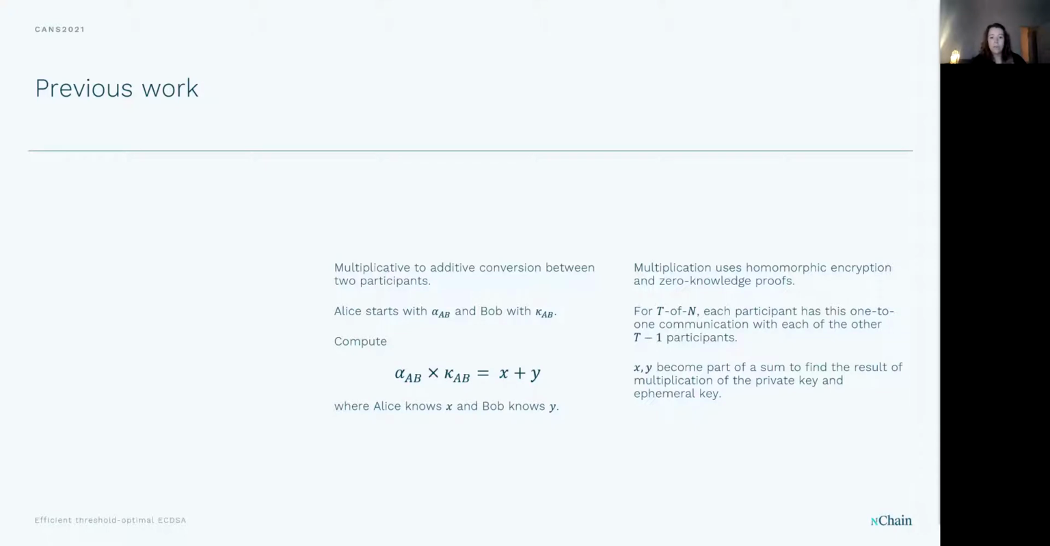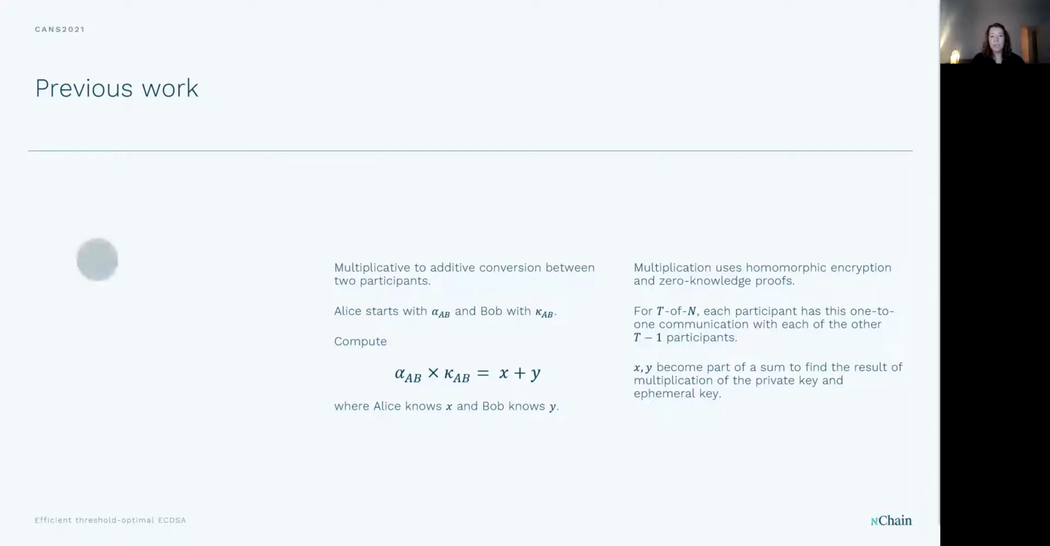Just to describe this multiplicative to additive conversion, Alice starts with her corresponding alpha value, and Bob starts with his kappa value. What they want to do is find values x and y that together have the same value as the multiplication between Alice's starting value and Bob's starting value. In the end, Alice will know x and Bob will know y. Then this x and y becomes a part of the sum that's used to compute the multiplication of the private key and the ephemeral key.